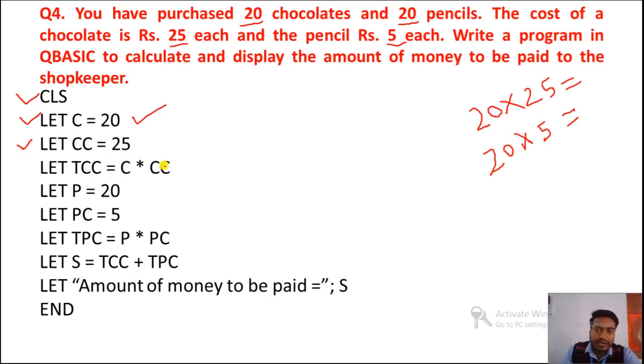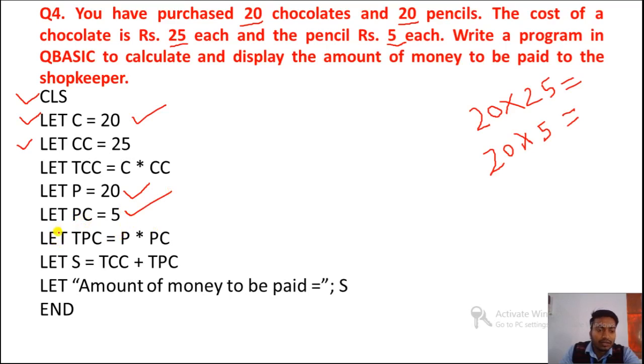So how we will find? By multiplying 20 and 25. So we will write here variable C asterisk CC. Okay. The same way we will find out for pencil. So let P equal to 20. This is number of pencil 20, and this 20 I am assigning in variable P. Okay. Let PC equal to 5. This is cost price for each pencil. PC I have given here 5 rupees.